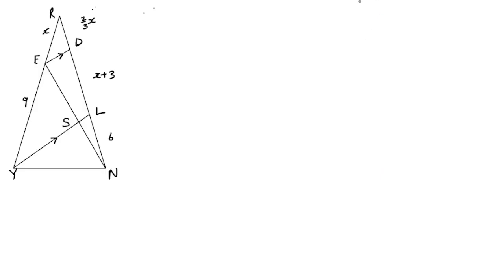In this example, we're going to try and prove that L is the midpoint of DN. And in order to do that, I need to know what DL is equal to. In order to do that, I need to know what X is equal to. And so I'm going to dive straight in, because there's a couple of things I want to look at in this video, to working out the ratios.